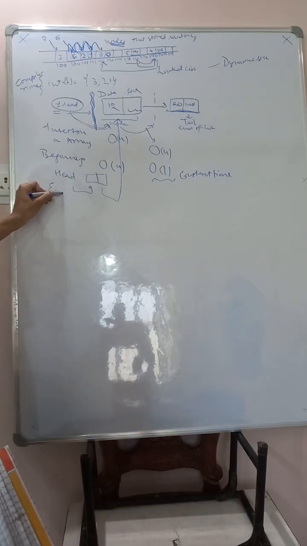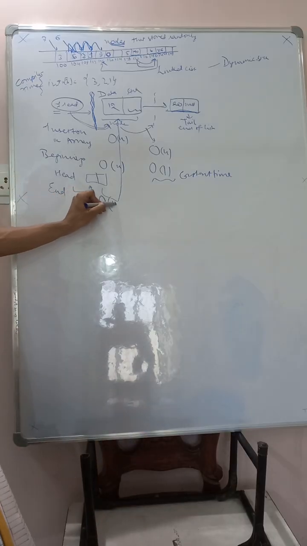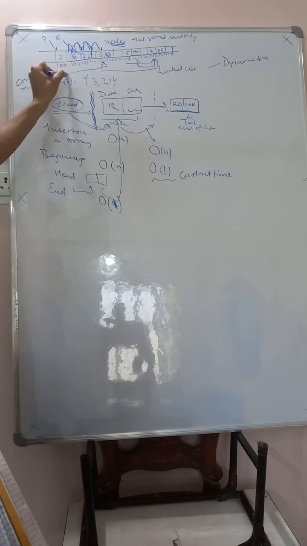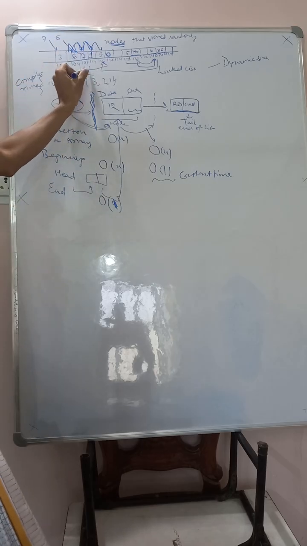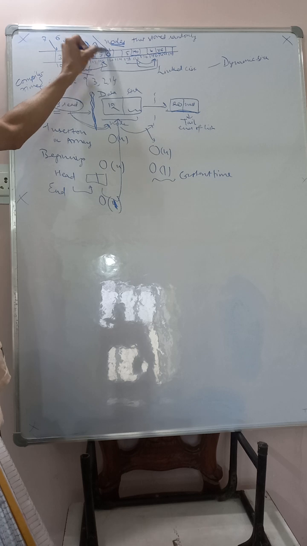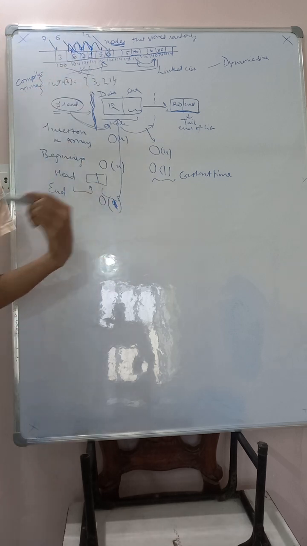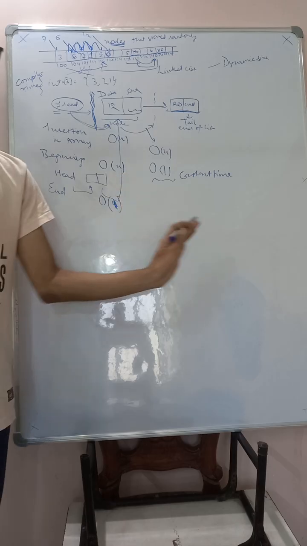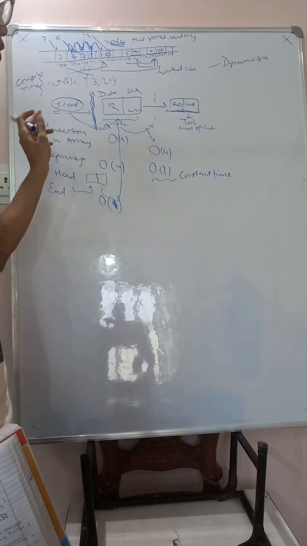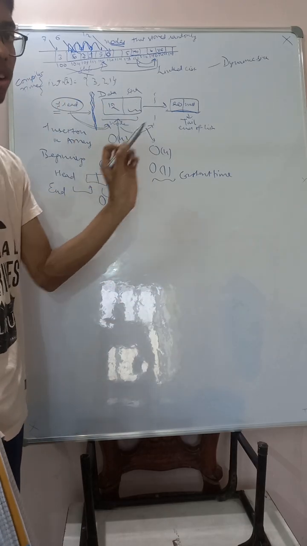And if at end I want to store in an array, it will take time complexity of 1 only, because I don't have to perform shifting. No shifting is required. Simply I will insert my value here. But for inserting a value in end of a linked list, I have to traverse all my nodes or objects.